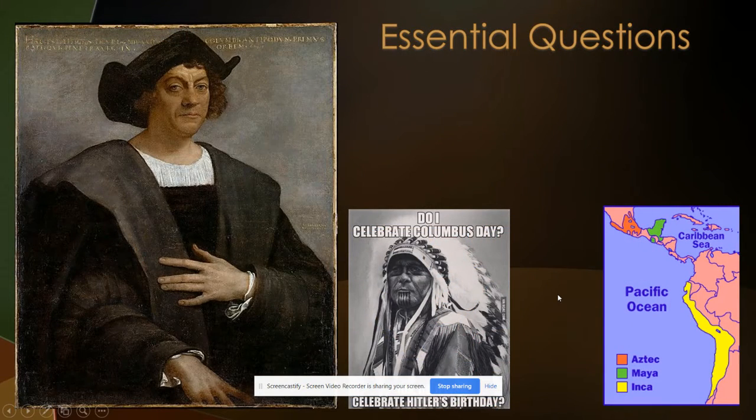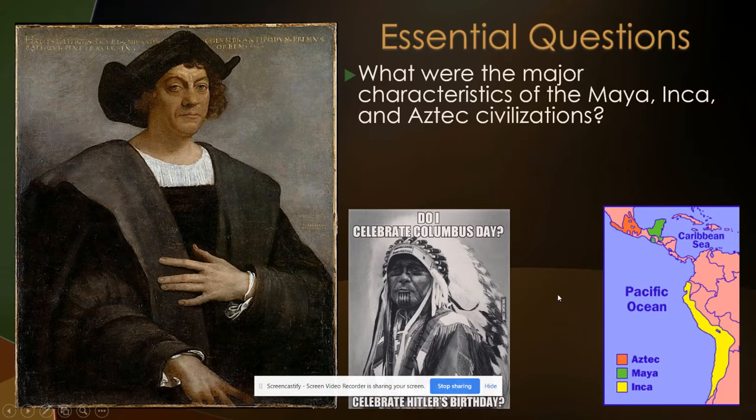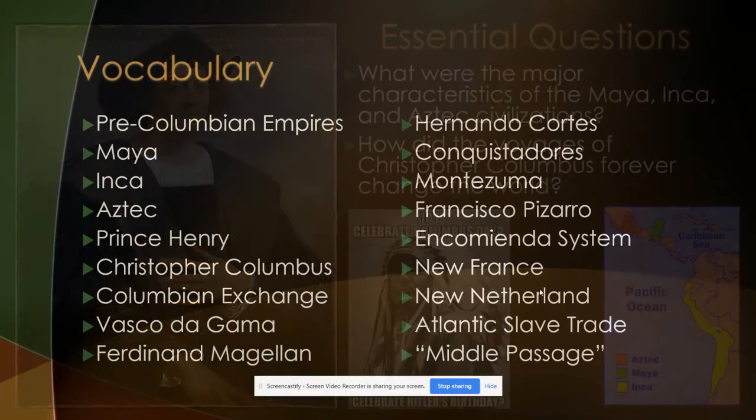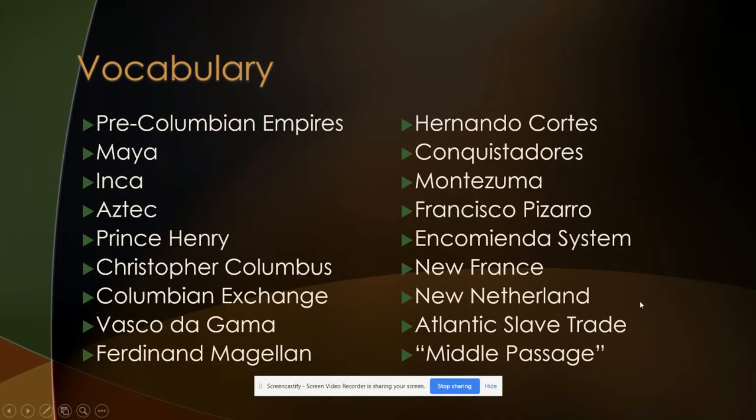So your short answer questions for this week. Okay, what are the major characteristics of the Maya, Inca, and Aztec civilizations? So just like we've covered in every chapter, talking about the major characteristics and accomplishments of those groups. And how did the voyages of Christopher Columbus forever change the world? So what we have here, of course, is Columbus. And then again, you have your different empires on a map. Vocabulary, we'll be going over those during class.